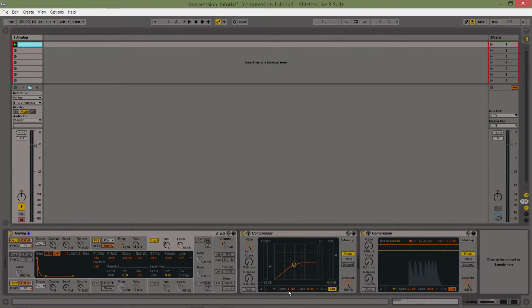So I'm making this really short because I'm very tired of talking about compressors, and I hope this was helpful. And yeah, it's everything you need to know about compressors besides how to use them musically.